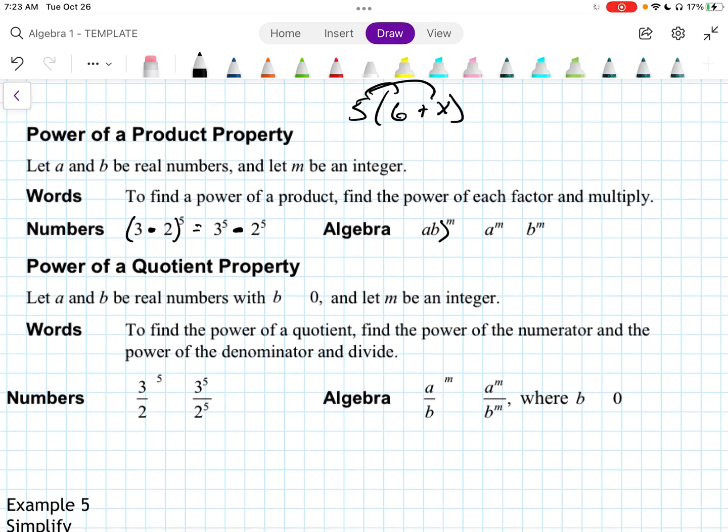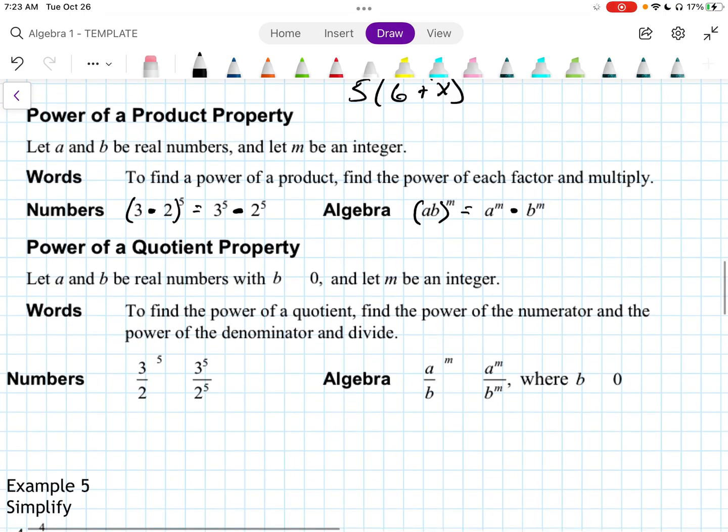In algebra, if we have ab to the m, that would be equal to a to the m times b to the m. Right, this rule also works for division, for quotients. If we have 3 halves to the 5th, that would be 3 to the 5th over 2 to the 5th. In algebra, we could have a over b to the m would be equal to a to the m over b to the m. And of course, b can't be 0.